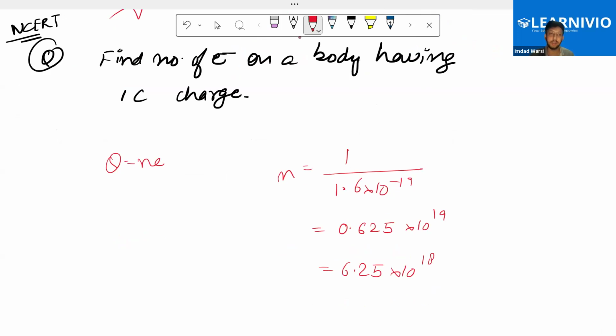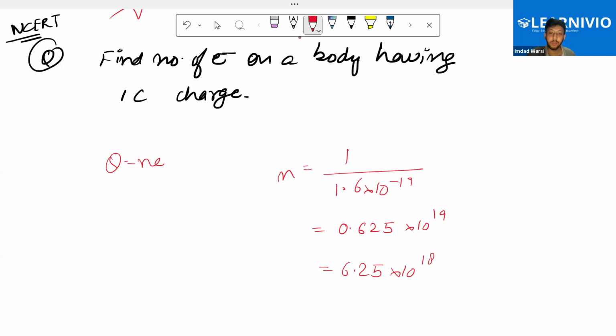Did you get the answer? I got the answer. I got it in decimal, sir. Hmm? How much answer did you get? See, I got 0.625 into 10 to the power 19 after solving this. So we can write it as 6.2 by 10 to the power 18. You won't say it is a decimal. It looks like a decimal, but it is not a decimal. Why? Because it has 18 zeros after it.